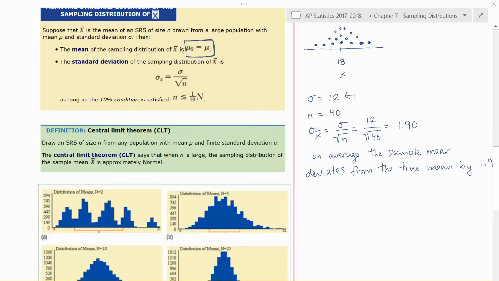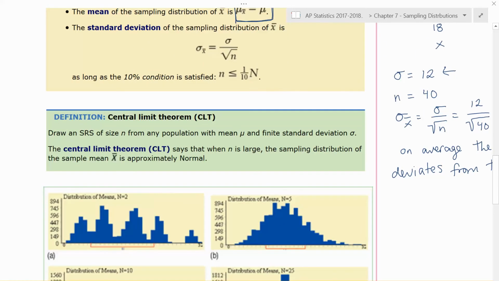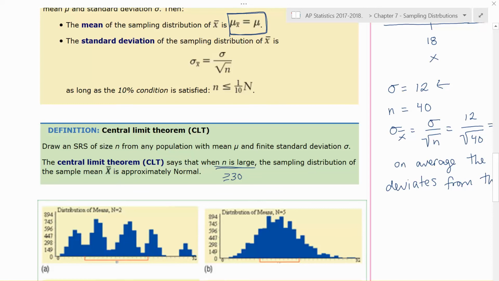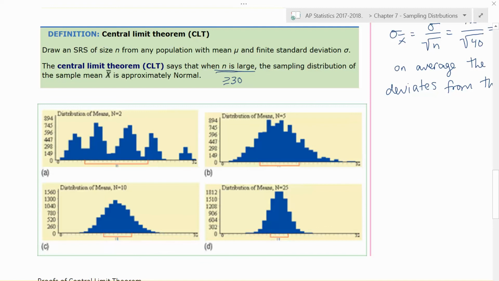And this falls into an important theorem called the Central Limit Theorem, which says that for a simple random sample of size n from any population with mean mu and finite standard deviation sigma, when n is large, and we tend to say greater than or equal to 30, the sampling distribution of the sample mean is approximately normal. Okay, here are some pictures that kind of illustrate that.